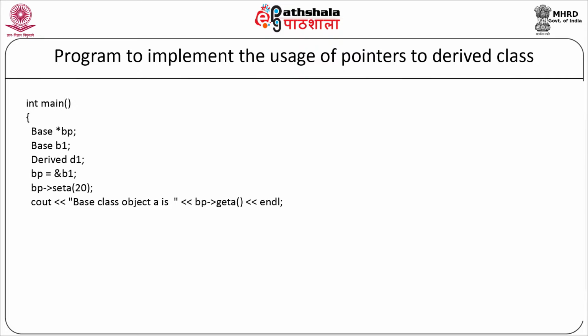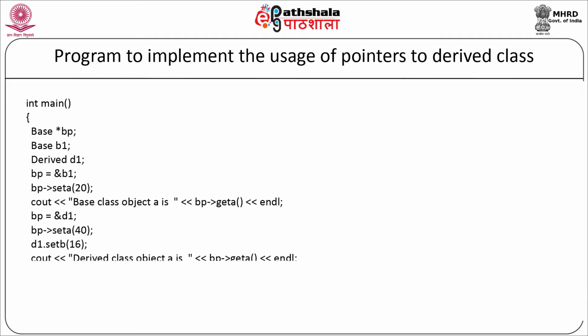Now we are going to assign the base class pointer to a derived class object. So our statement will be BP equal to ampersand D1. BP is a base class pointer, D1 is a derived class object. Now BP arrow seta 40 will assign the value 40 to variable a. D1 dot setb in bracket 16 will assign the value to the variable b of derived class. Cout derived class object a is BP arrow geta. Cout derived class object b is D1 dot getb endl, return 0, and our program will end.